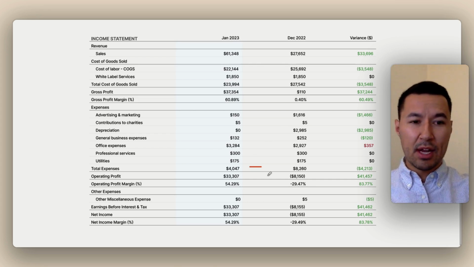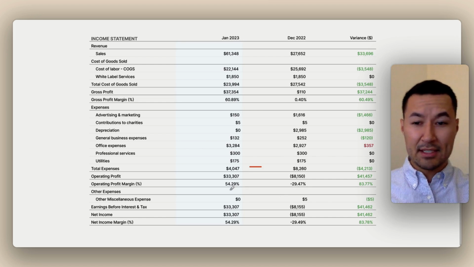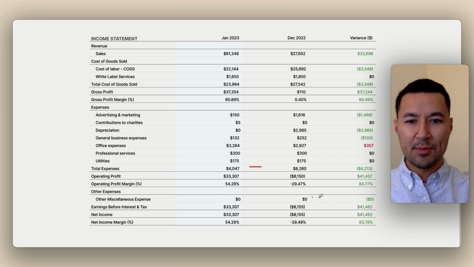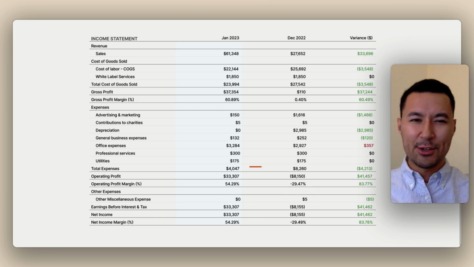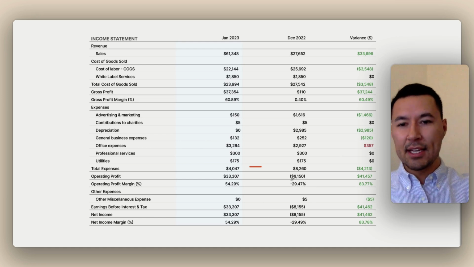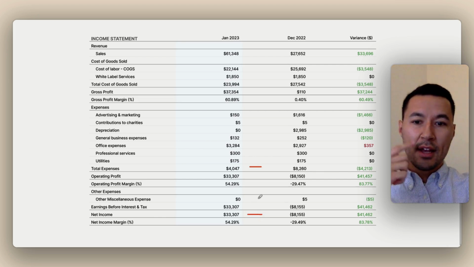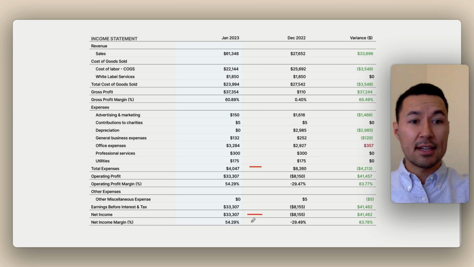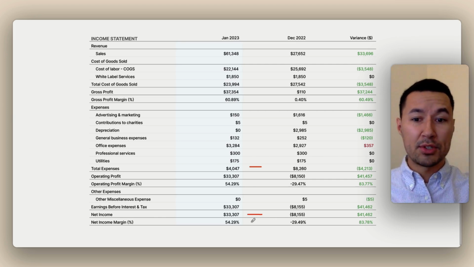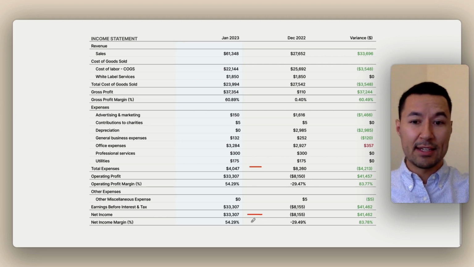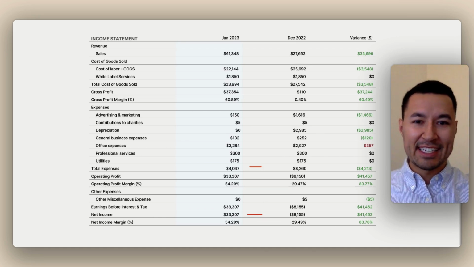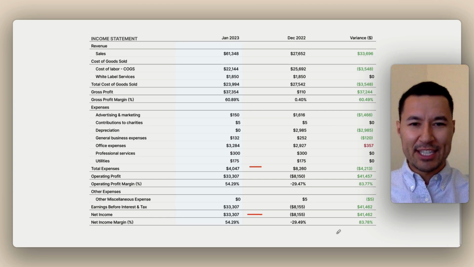We'll skip the operating profit for now because this business has other miscellaneous expenses you'll see in December here of $5, but it's a little inconsequential for our purposes today. So we'll take this operating profit. It's going to be the exact same as your net income or net profit right here of $33,000. And that's got a net income or net profit margin of 54%, which is huge. I know the owner was extremely happy after having kind of a tough December, it looks like.